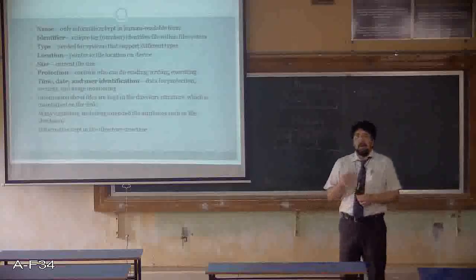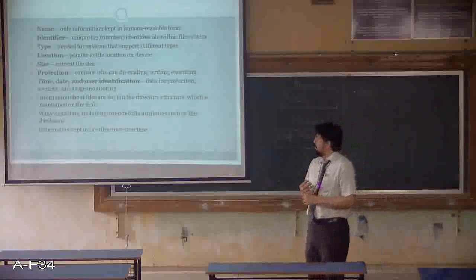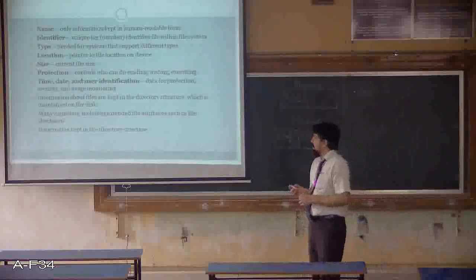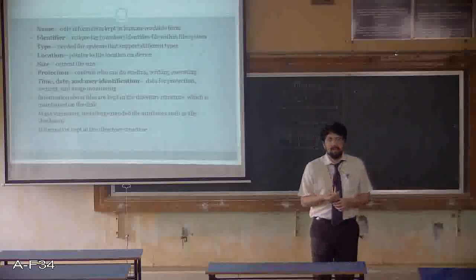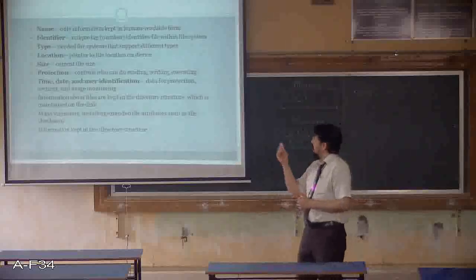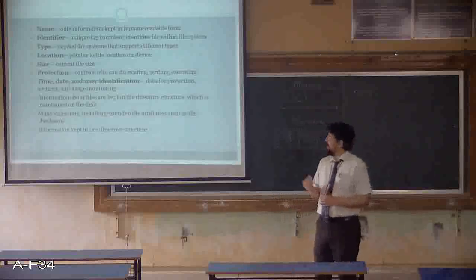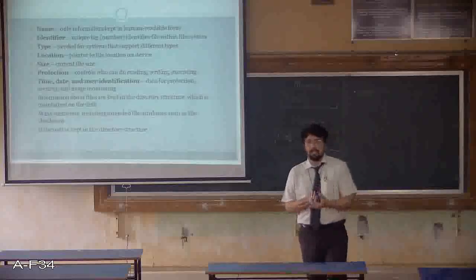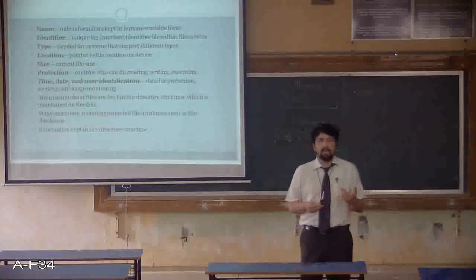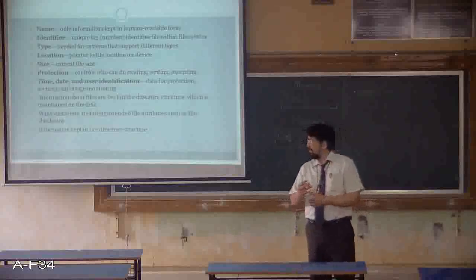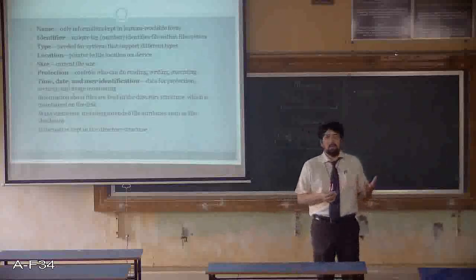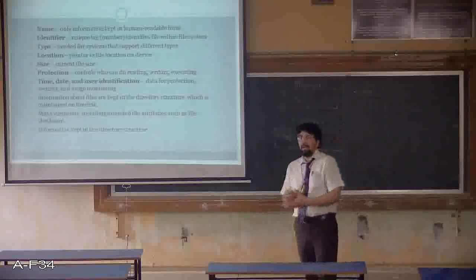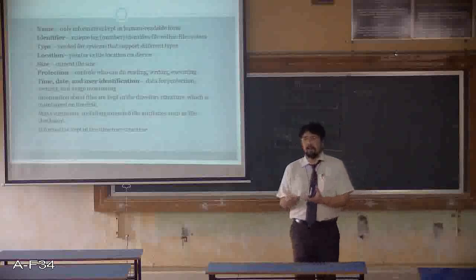Along with that, you have identifier or ID. Then you have type, location, size, the protection information about the file, then time, date, and user identification fields also. So what is the identifier for a file? It's actually a unique tag. Generally, it's a number which identifies the file within the file system. There will be various types and a large number of files. That is why the identifier will be a unique tag assigned to a file, and through that the OS will be able to identify a particular file.